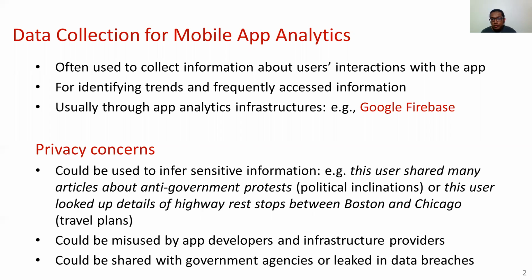Analytics data can be used to infer sensitive information. For example, it can be used to determine the political inclinations of a user by tracking what kind of articles she shares on social media. It can be easily misused by the app developers or infrastructure providers like Google and Facebook. Even when they protect the privacy of the collected data, some rogue employees or contractors may do otherwise. Sometimes the data may be shared with government agencies or leaked in data breaches.